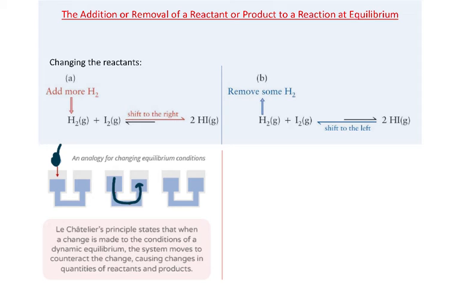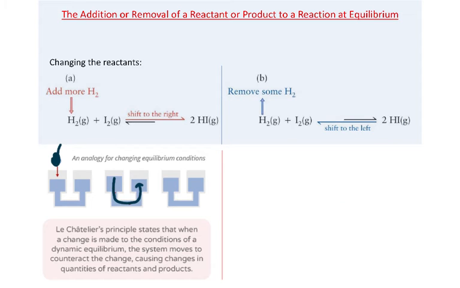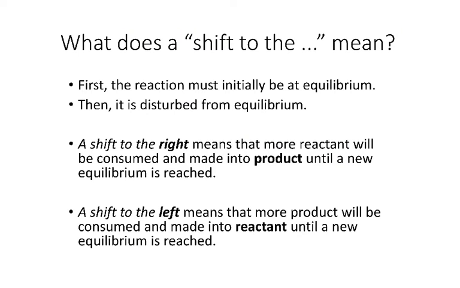Okay, so let's look at B now. If you remove some hydrogen, so now we've basically produced a deficiency. It's like taking our water analogy here and taking a scoop out from there. That's supposed to be a scooper. Right? So now the system will flow back to replace the hole, right? So you're basically producing a hole and shifting to the left to make up for that.